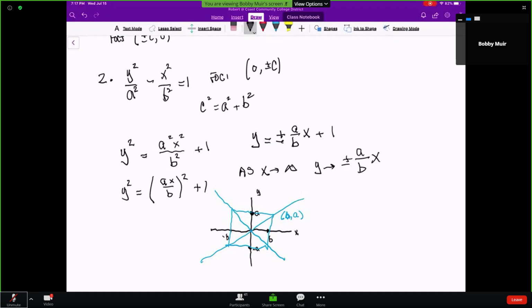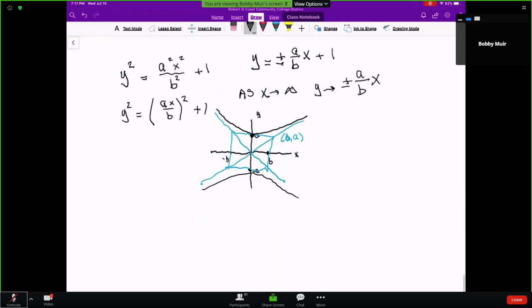Okay, it does hit that point. So it goes in here like this. And then you do the other way as well.